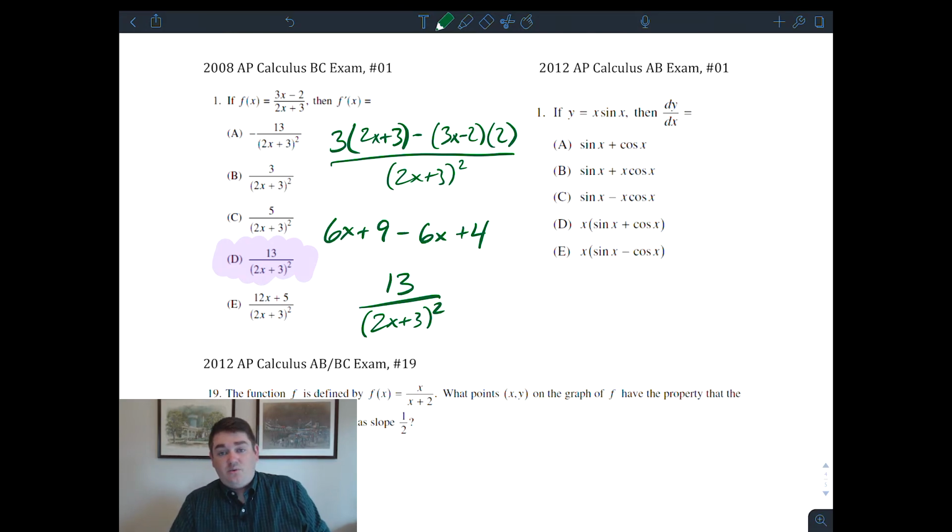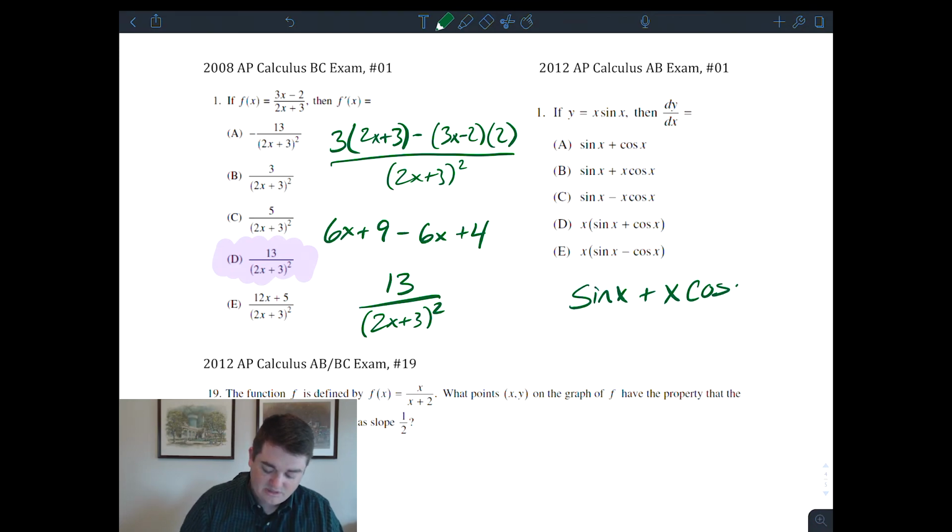2012 AB number 1, y equals x sine x. Take the derivative. I see x and sine x are being multiplied together, so I'm going to use the product rule. The derivative of x is 1, so I get 1 sine x plus x times cosine x, and it really is that simple. My answer is B.